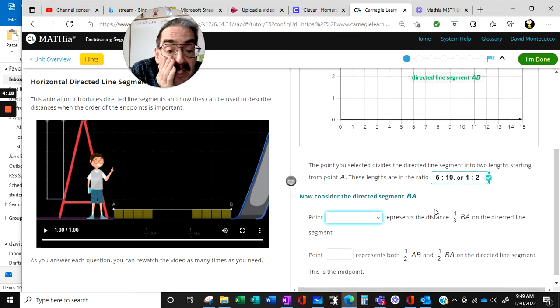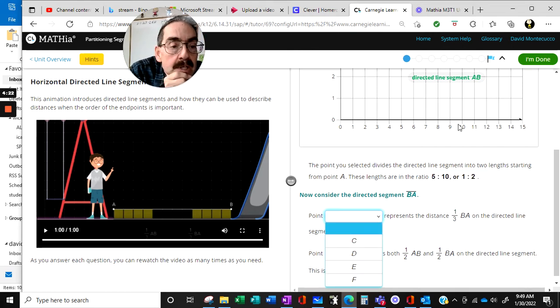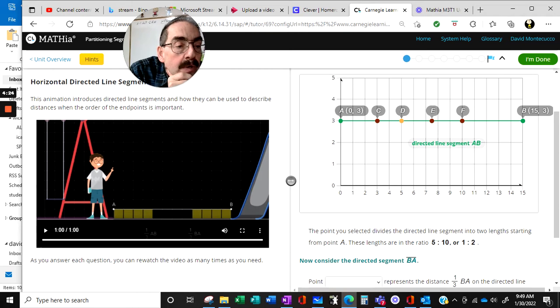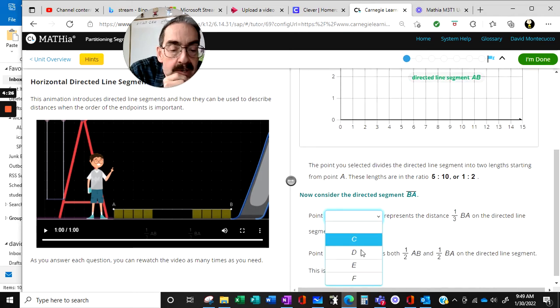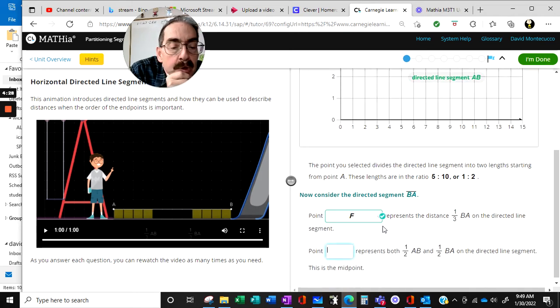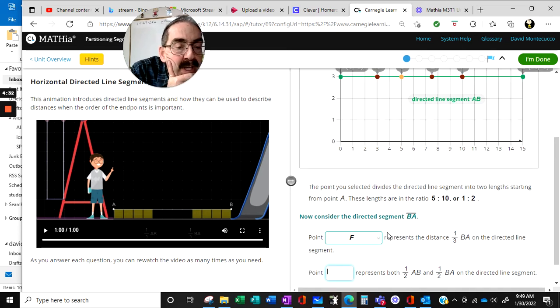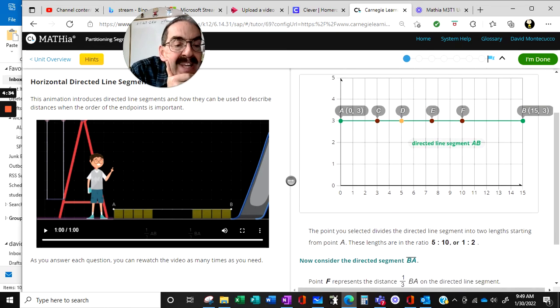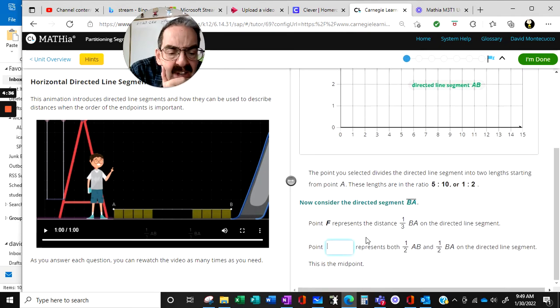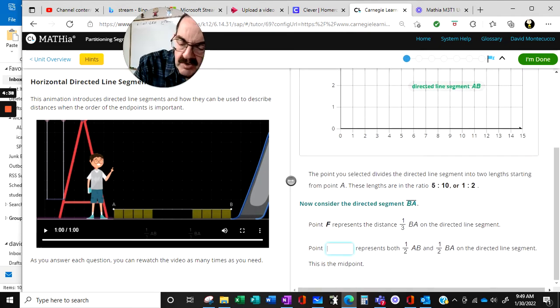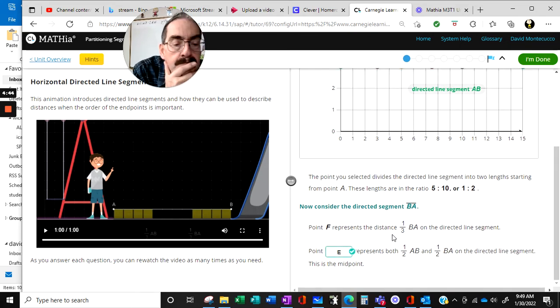Okay. Now consider the segment BA. We're going to come back the other direction. 1, 2, 3, 4, 5, B, F. Point F represents both 1/2 AB and BA. The middle point. That would be E. Looks like 7.5. Let's see if we can do E here with a capital. Nope. Cap lock E. Cool.